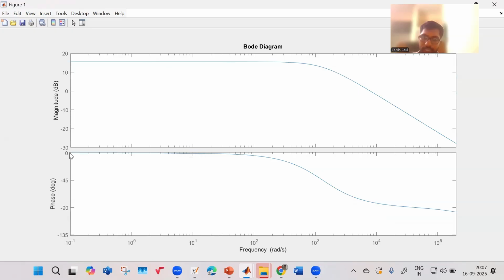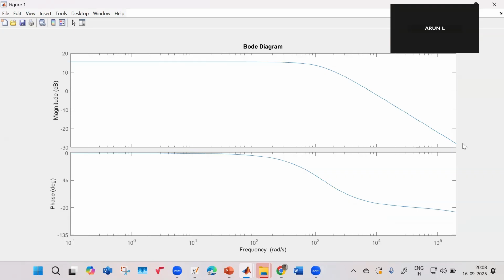Okay, it is starting at 0. It will soon settle at minus 180. It will soon go to minus 180. And this is your DC gain part. And then it is falling. It is falling.